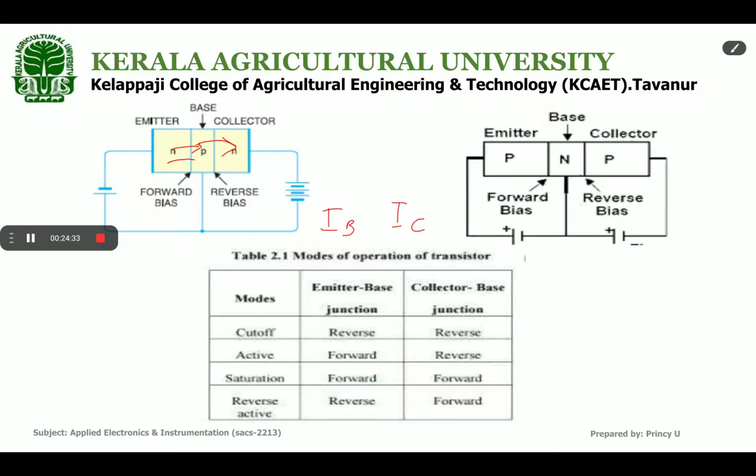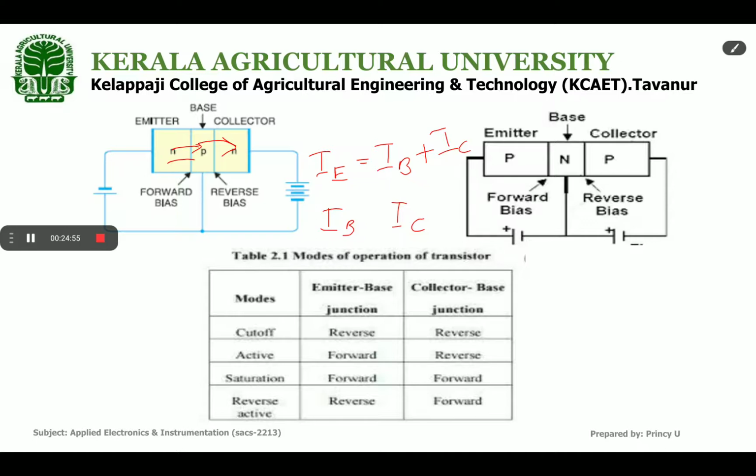So in this way, almost all the emitter current will flow to the collector circuit. So we can write that the total emitter current, which is your input current, is equal to base current plus collector current, IB plus IC. So IE is equal to IB plus IC.